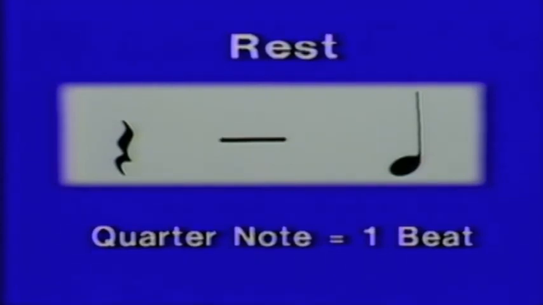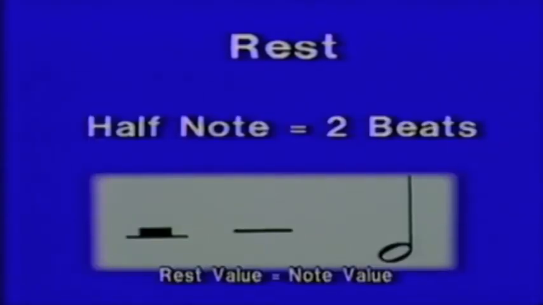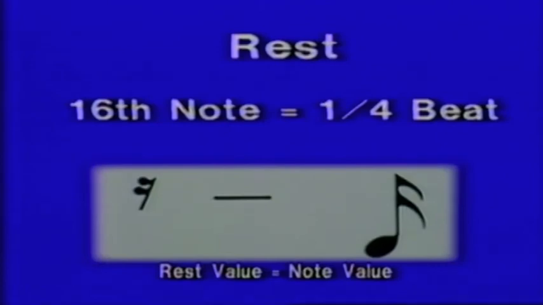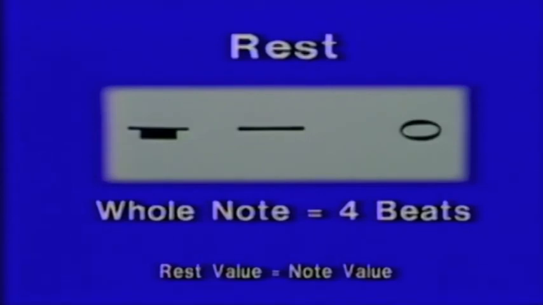In 4/4 time, a quarter note receives 1 beat, and a quarter rest receives 1 beat. A half note receives 2 counts, and a half rest receives 2 counts. An 8th note gets half a count, and an 8th rest gets half a count. A 16th note gets 1/4 of a count, and a 16th rest gets 1/4 of a count. A whole note gets 4 counts, and a whole rest gets 4 counts.